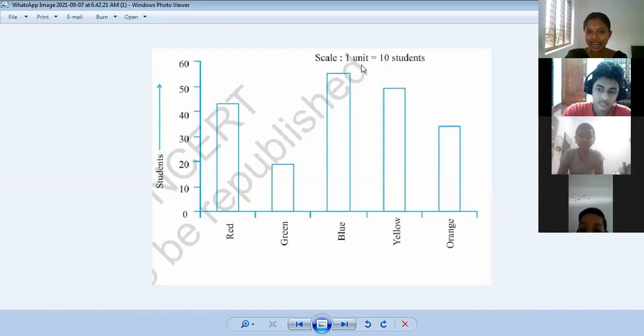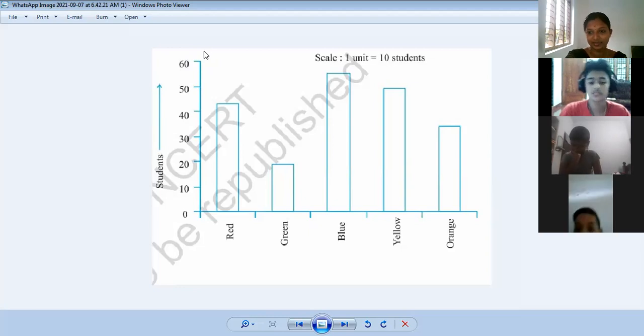While choosing the scale, we have to check it is easy to locate our point. We have to locate which points here: 43, 19, 55, 49, 34 and so on. So while choosing the scale, first of all, we have to check the scale is appropriate for locating our points.